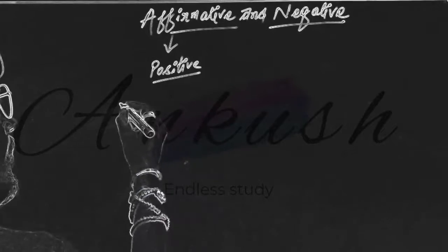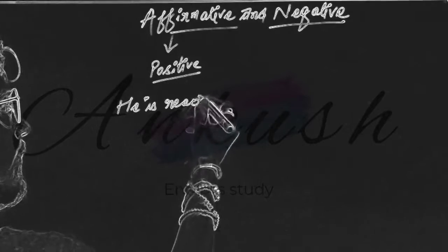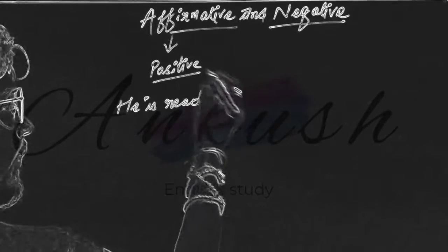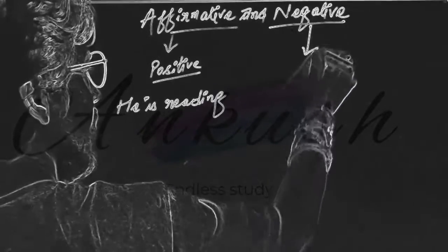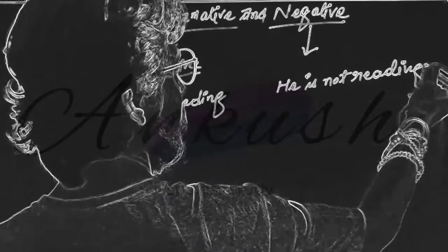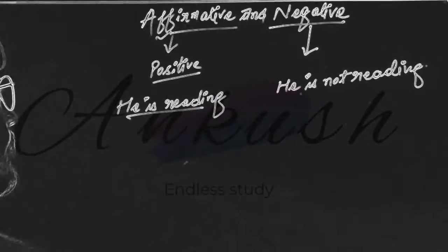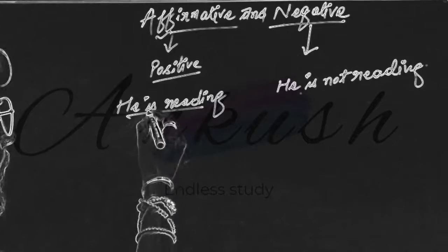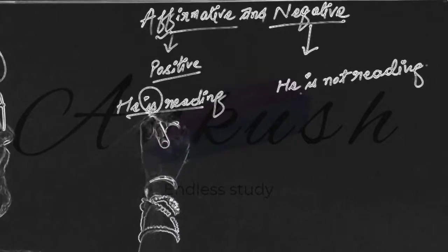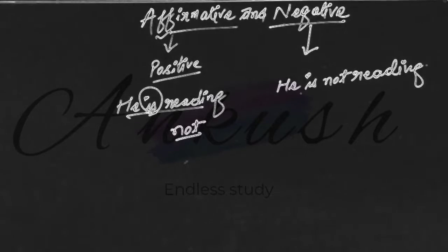For example, we take, he is reading. And if we talk about negative, then it will be, he is not reading. So this is affirmative and this is negative. So this was very easy because here was a helping verb. So with the help of a helping verb, if you add just not after that, it will be changed into negative.